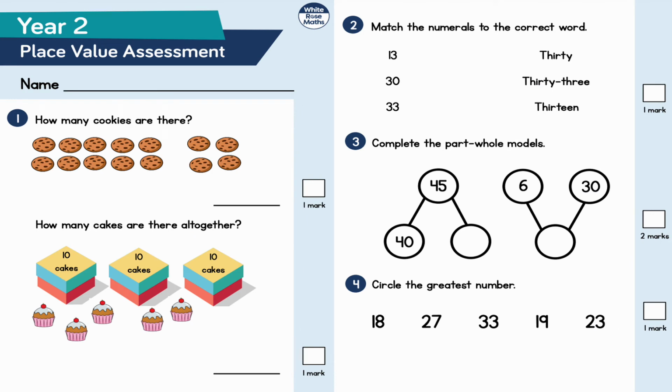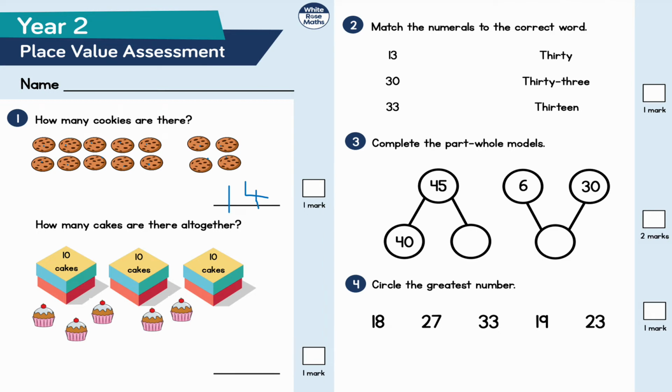Okay, this is looking at the year 2 place value assessment from the White Rose Maths website. This is question number 1. How many cookies are there? There's 1, 2, 3, 4, 5, 6, 7, 8, 9, 10, 11, 12, 13, 14. So there are 14 cookies altogether.